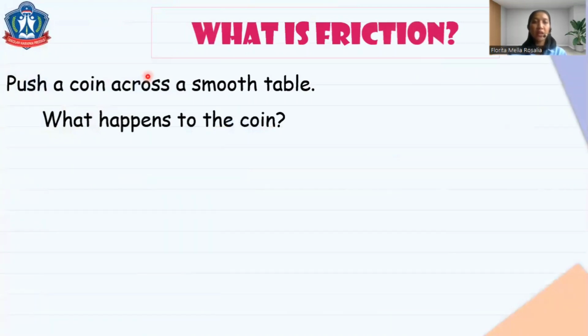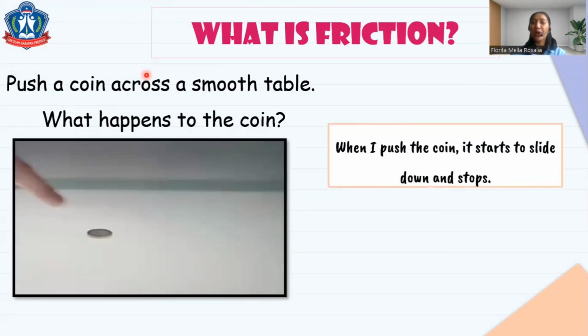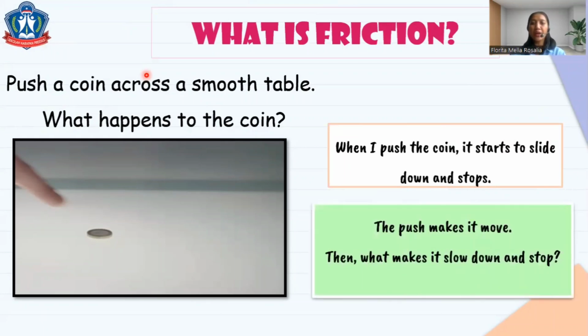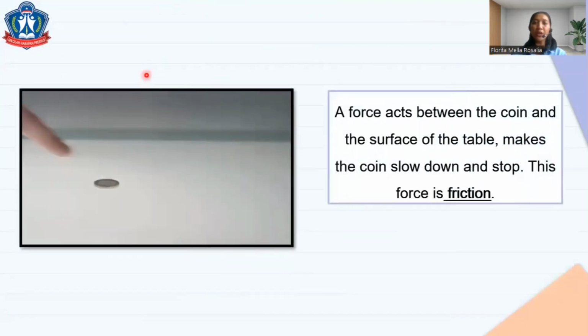What is friction? Push a coin across a smooth table. What happens to the coin? Right, when I push the coin, it starts to slide and stops. The push makes it move. Then what makes it slow down and stop? Right, that's the friction. A force acts between the coin and the surface of the table, making the coin slow down and then stop. That's why we call it friction.